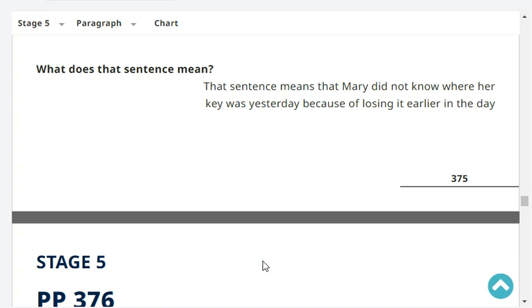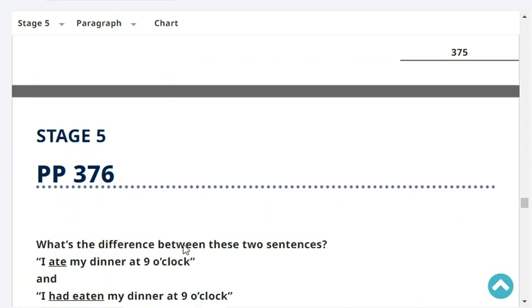That sentence means Mary didn't know where her key was yesterday because of losing it earlier in the day. Very good.